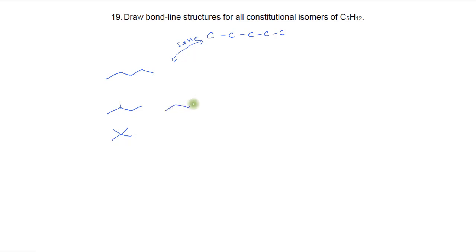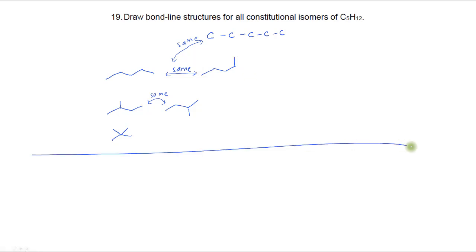If you were to draw this 4 carbon chain with the carbon here, these two are the same. Or if you drew this one, these two are also the same. So all you've done is switch the position of that carbon group on the end there, but it's just a rotational isomer.